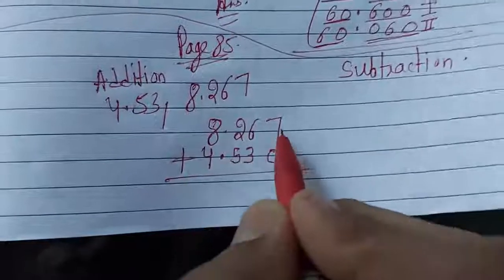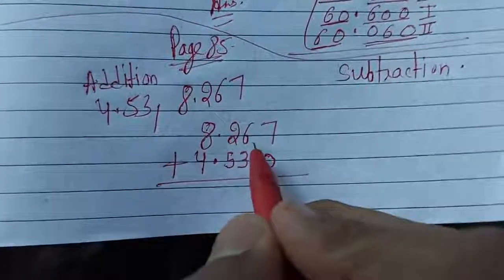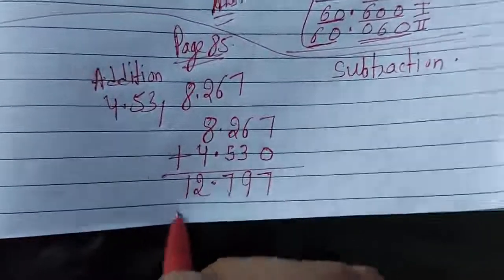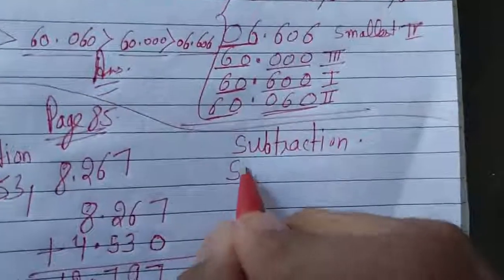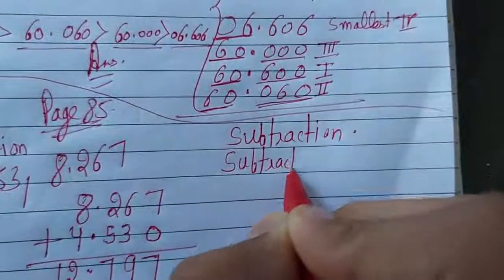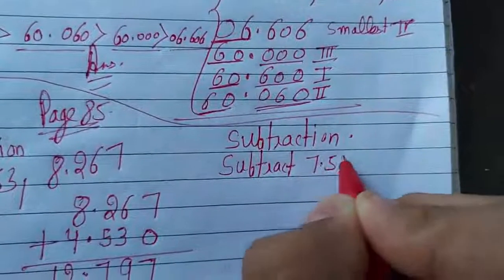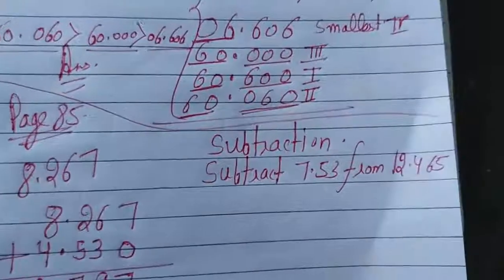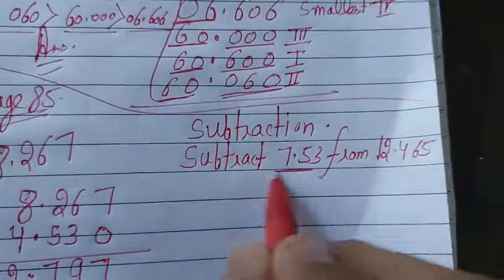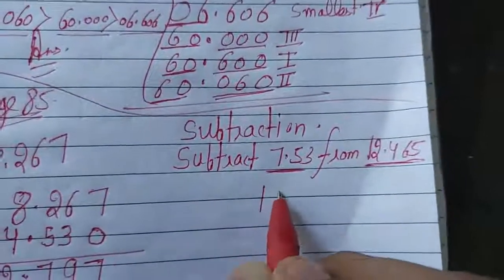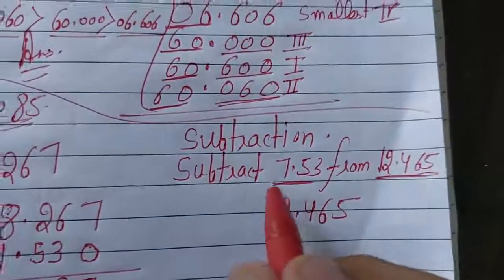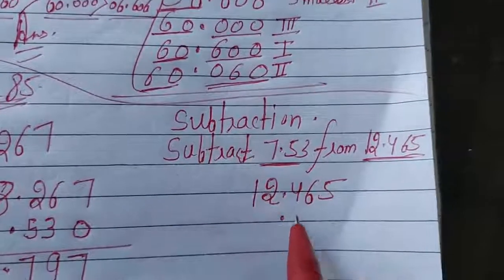Then add it. 7 plus 0 is 7. 6 plus 3 is 9. 5 plus 2 is 7. 8 plus 4 is 12. So this is the answer. And in subtraction, they will write: subtract 7.53 from 12.465. They will write like this. We subtract this number from this number. The number from which we have to subtract, we have to write upwards. And the number we have to subtract, we have to write downwards.